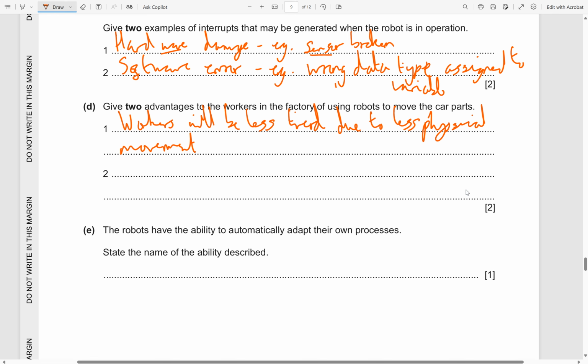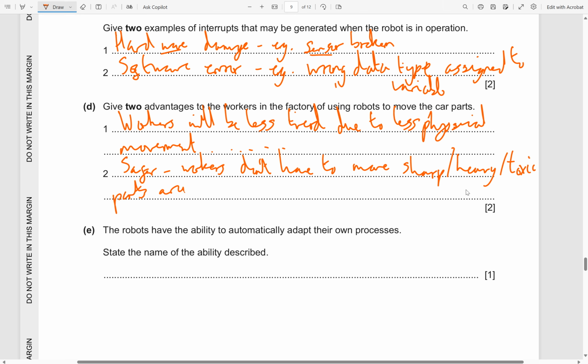I guess in the exam you probably want to be more specific. You'd want to say due to less physical movement by the workers, since the robot is doing it instead. Let's go safer. Workers don't have to move sharp, heavy, maybe toxic car parts around the factory, maybe because it's covered in paint or something.